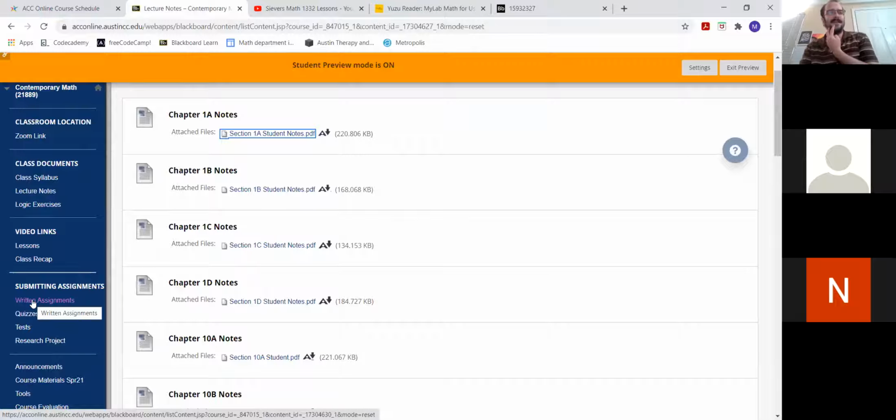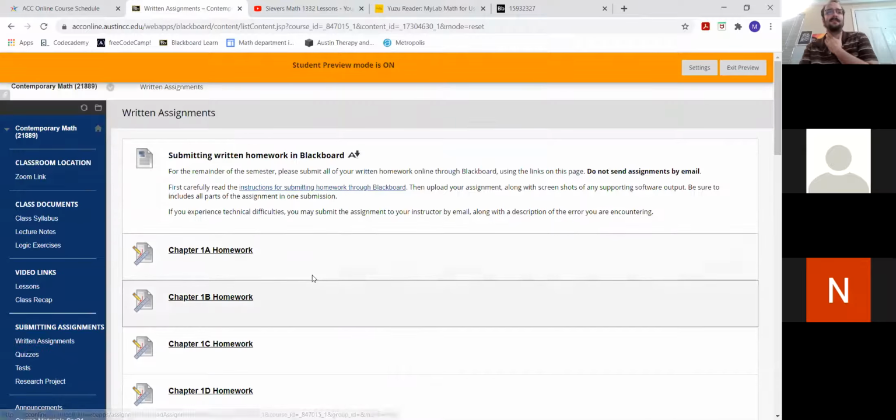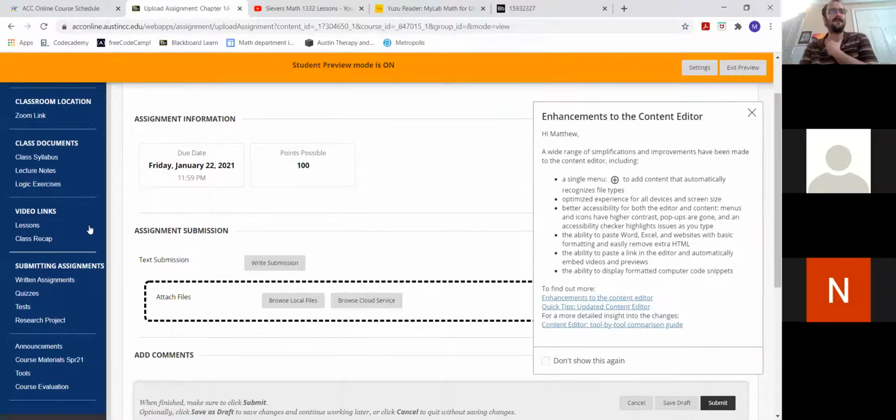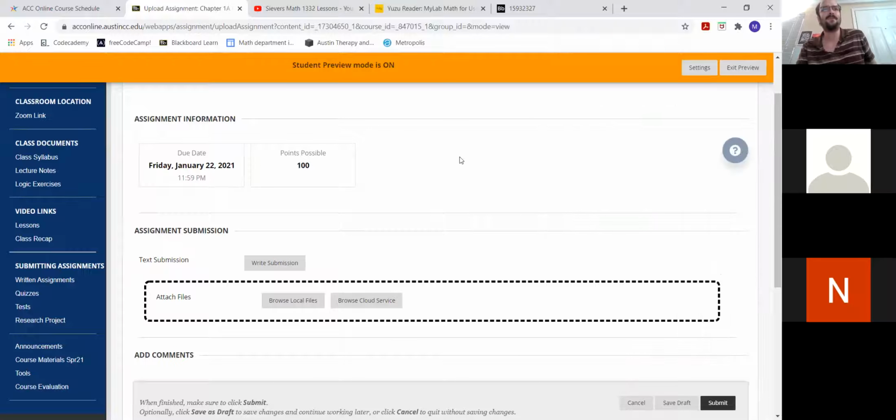Then under submitting assignments, I have written assignments. You will go in and turn in your homework here. I believe I have all my due dates set up correctly. So we're going to do this Thursday in class, and the way I have it set up, it's due by midnight the next day. So it should give you plenty of time to finish up your homework and turn it in, and then hopefully you have enough time to watch that lecture video before the next class.